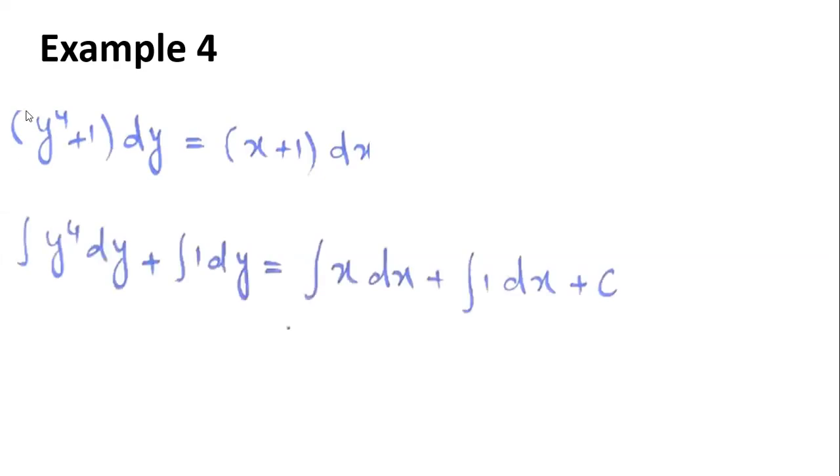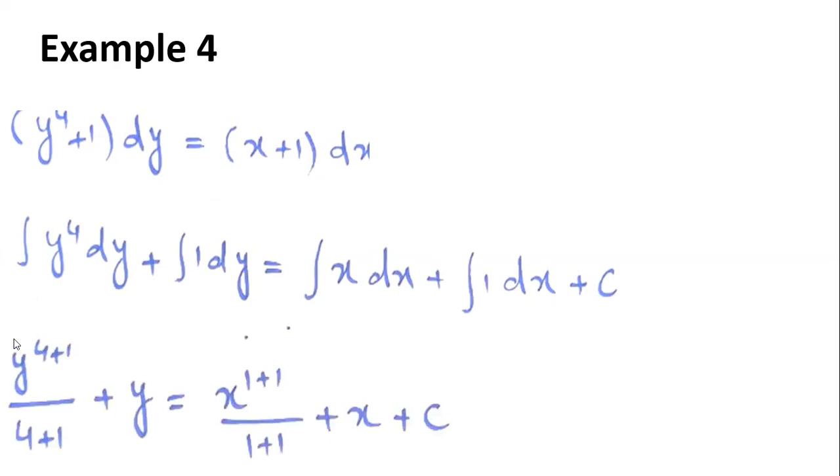When we apply this integration, these are two terms adding, so the integration will be split and the same process will occur here. Further, I put this constant of integration. So you will apply the power rule. It will give you y power 5 divided by 5 plus the integration of 1 is y, is equal to, here you will obtain x square by 2 plus x plus c.